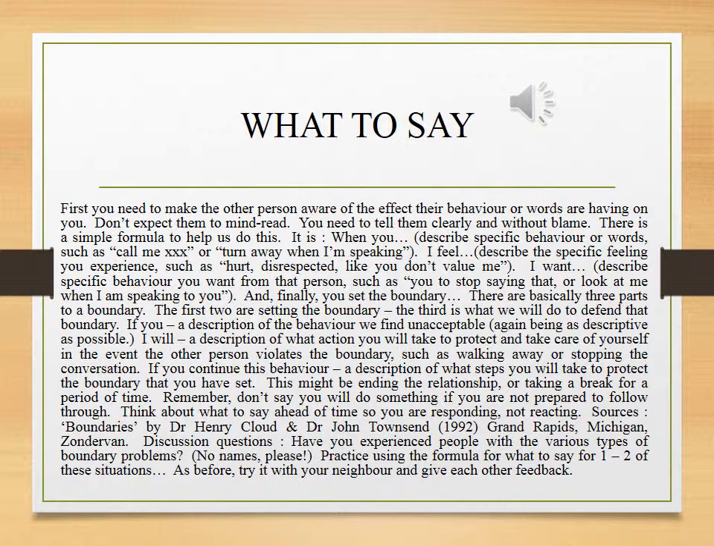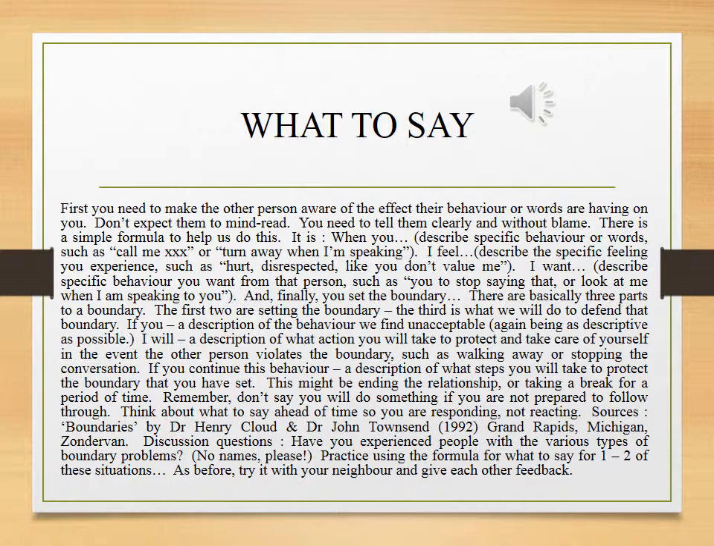What to say? First, you need to make the other person aware of the effect their behavior or words are having on you. Don't expect them to mind read. You need to tell them clearly and without blame. There is a simple formula to help us do this.